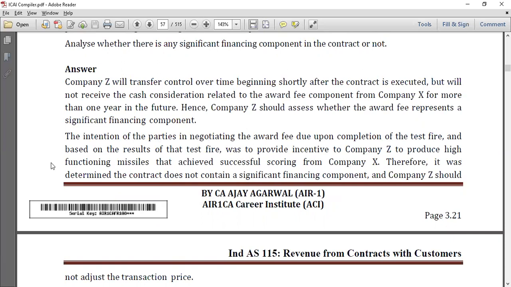Here, the intention of the parties in negotiating the award fee, due upon the completion of the test fire and based on the results of that test fire, was to provide the incentive to company Z. So here it is just giving an incentive. That's it. So there is no significant financing component. And company Z also should not adjust the transaction price as per Ind AS 115.